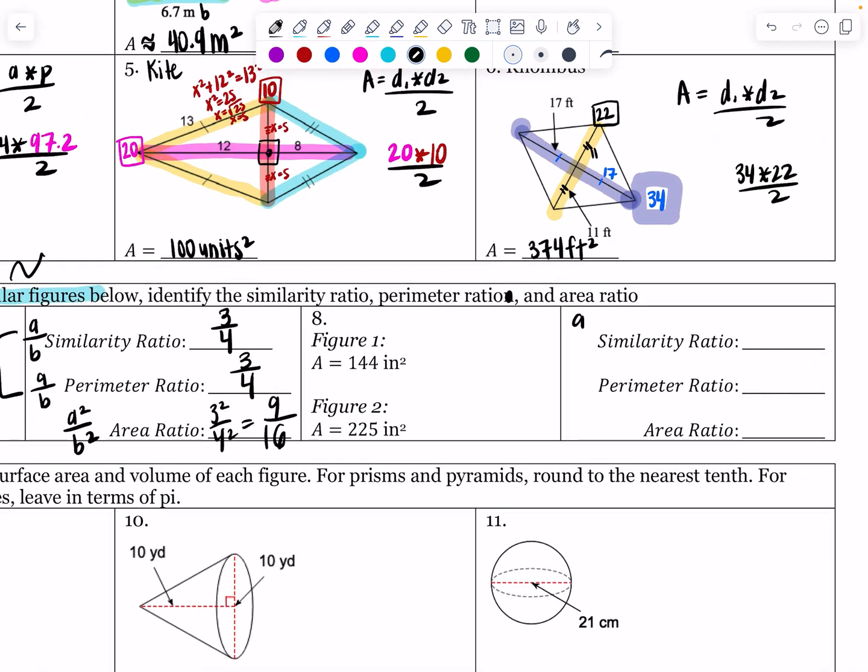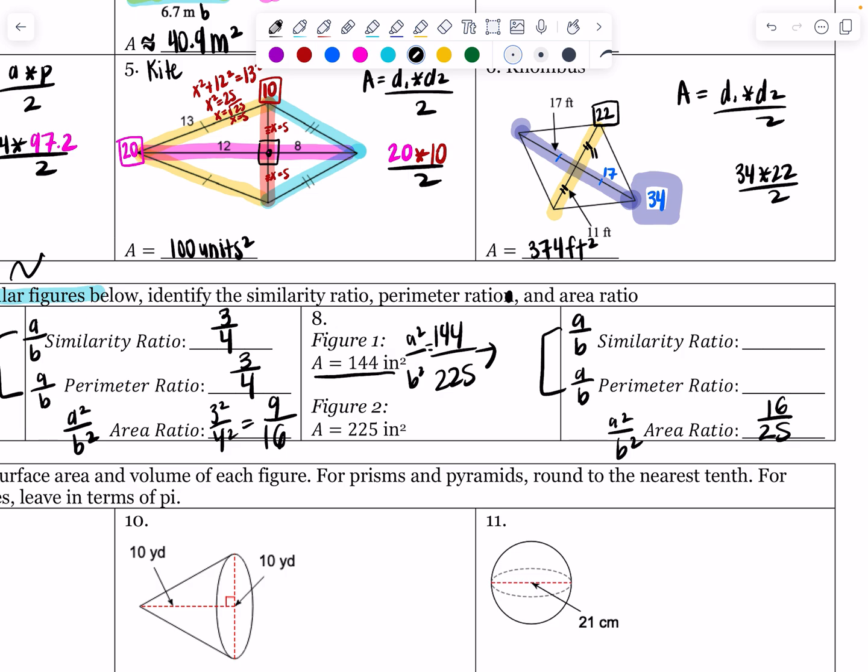Same thing on the next problem, except instead of starting with A over B, they start with A squared over B squared. So they make you work backwards. If the area of the first figure is 144, that's my A squared. What is my B squared? That's going to be equal to 225. We want to reduce that. Maybe it does. It does. That's going to be 16 over 25. So I'll fill that in for A squared over B squared. That just helps me not have to reduce it over and over again when I get my answer.